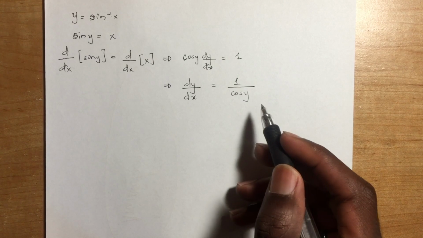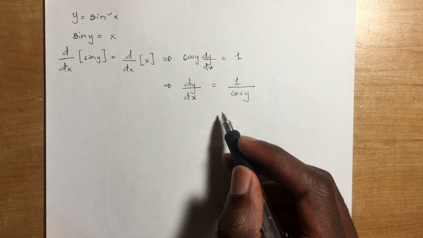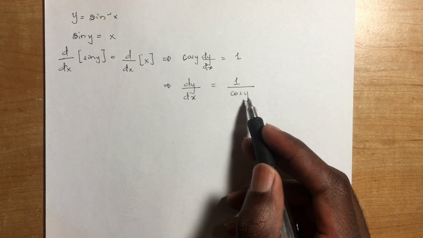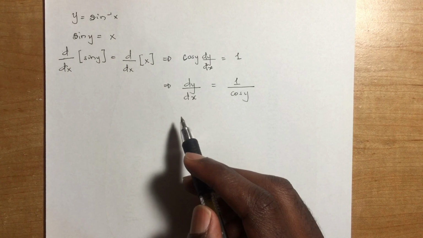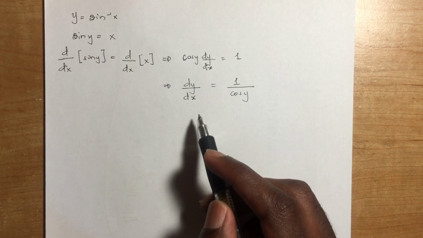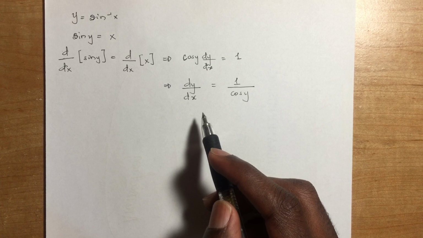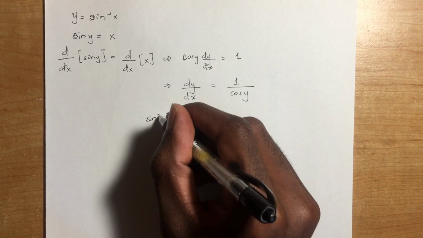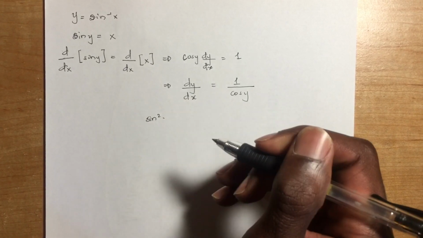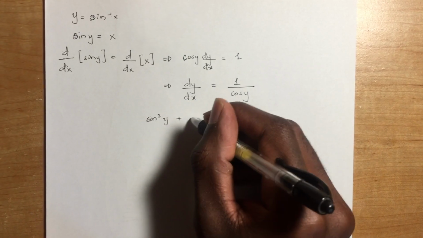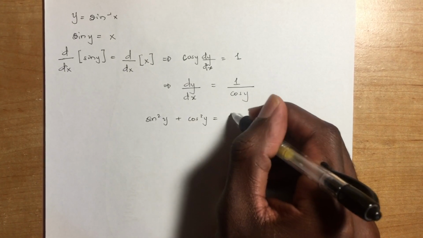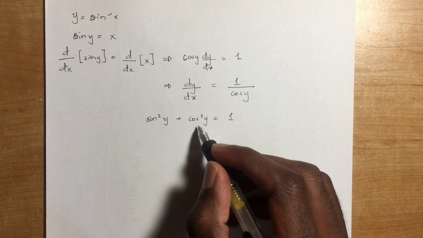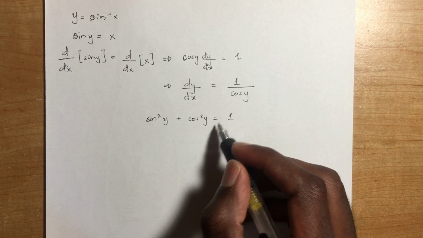All right, but then what do we do from here? We know what dy/dx is, but we still have a cosine of y, so that doesn't really give us something proper. So from here, we'll have to include trigonometric identities, and the one we're going to use is sine squared of y plus cosine squared of y equals 1. With this knowledge, we're going to solve this equation for cosine of y.